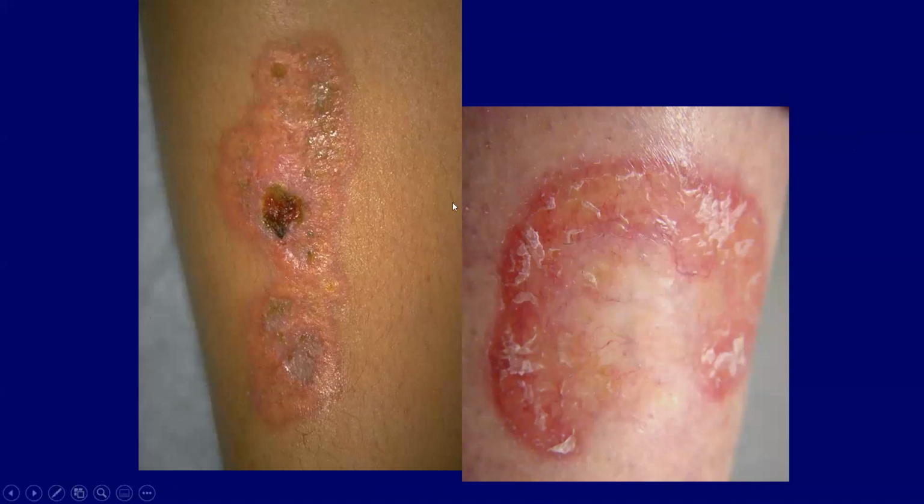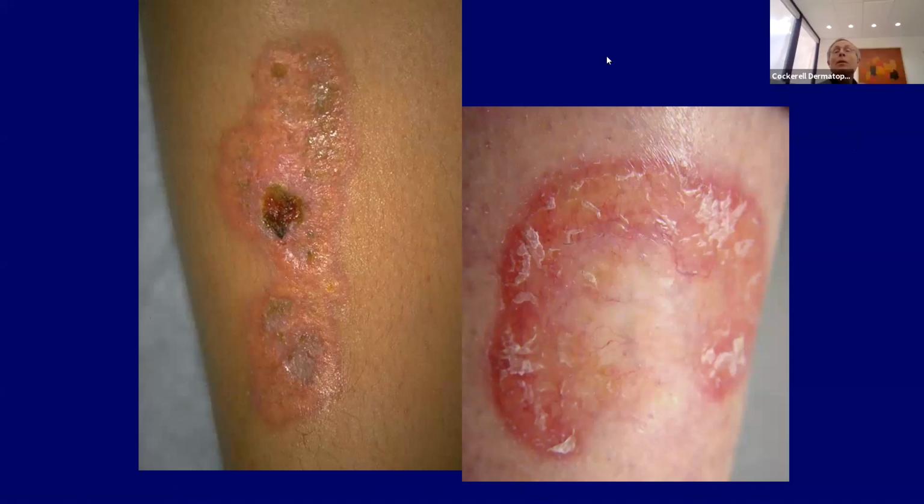Necrobiosis Lipoidica. I think somebody's unmuted here. Let me just mute everybody. There we go.